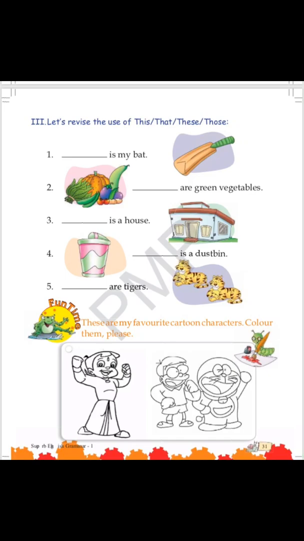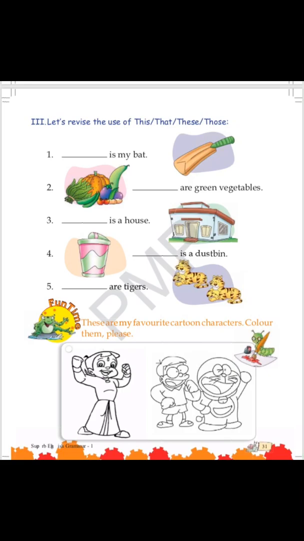Number 4 is a dustbin. Dash is a dustbin. Dustbin number के close है तो या तो this होगा या these होगा. What will we write? This is a dustbin. Because dustbin एक है, it is in singular form. So there will be this is a dustbin. Now next come to 5.